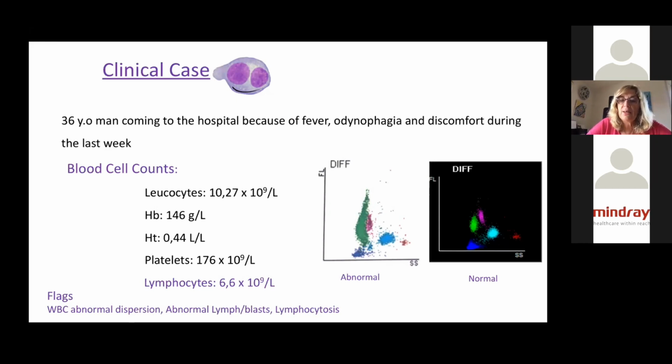You can see here in the graph that the cluster of the lymphocytes is very long, it is strange. Abnormal lymphocytes, blasts, and lymphocytosis. Other flags. Take a look at the smear.